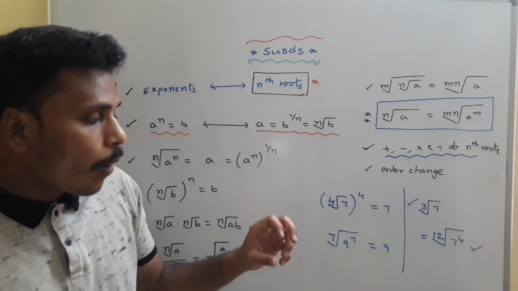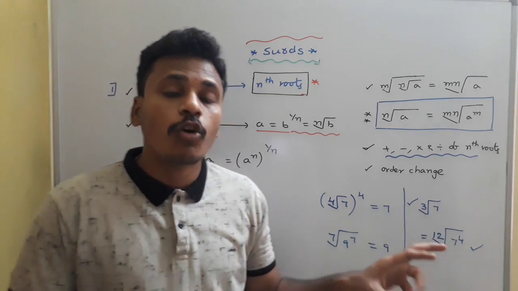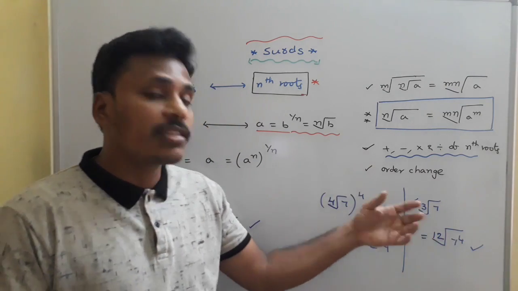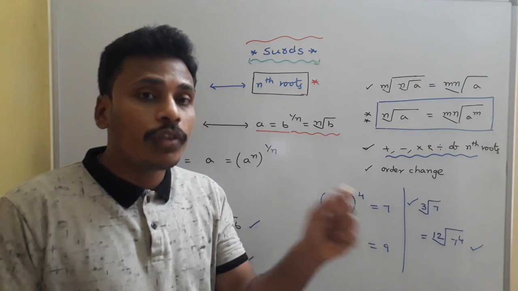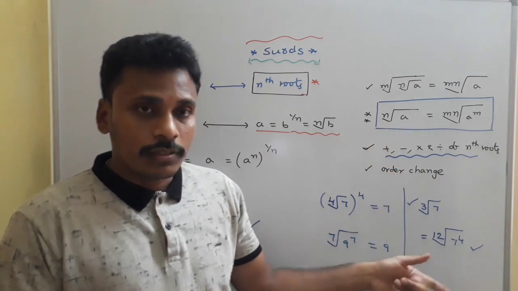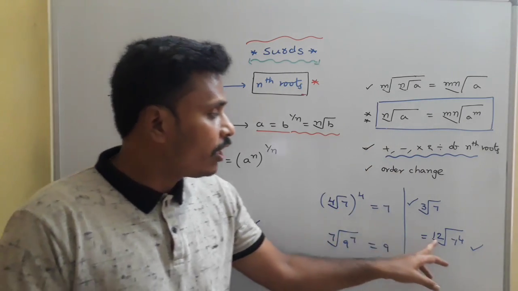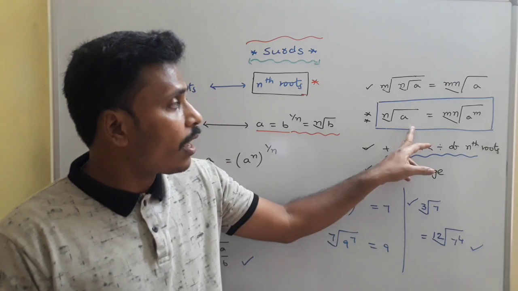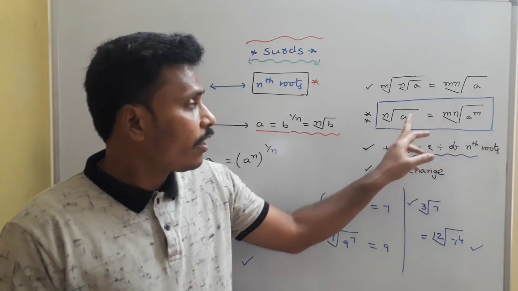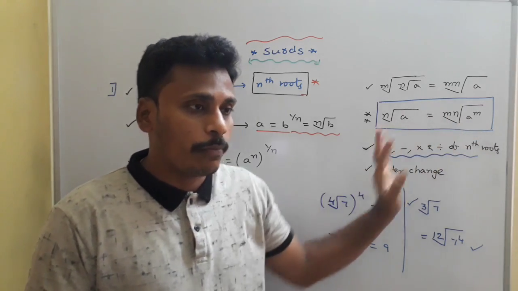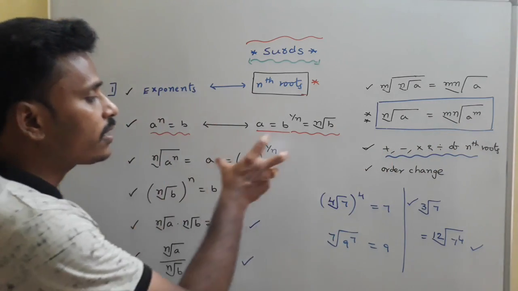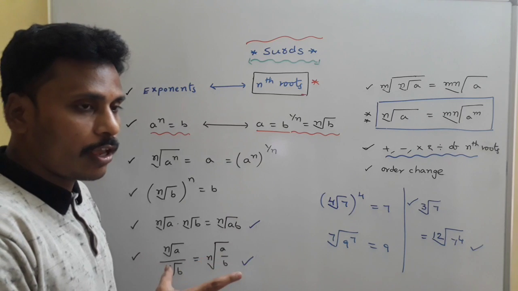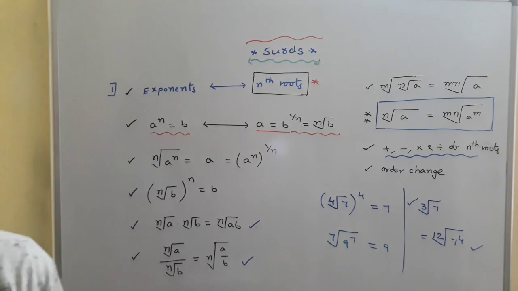Why? Because while addition, subtraction and comparison of these nth roots, or the next thing is surds, we need to go with the same order of surds. And for that same order, we need to use what? This order change. Order change happens according to this particular rule. Nth root of a is equals to mnth root of a power m. So these are some basic laws related to the nth roots. Okay, just have a look.